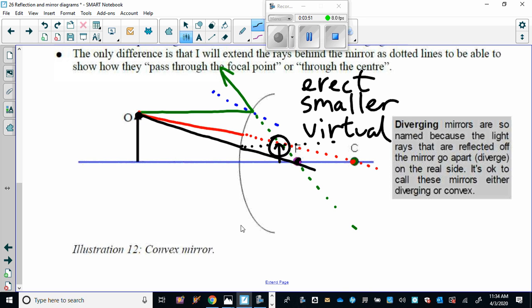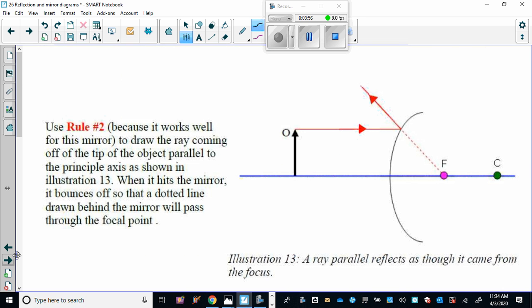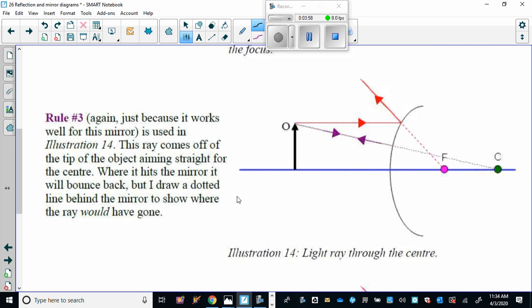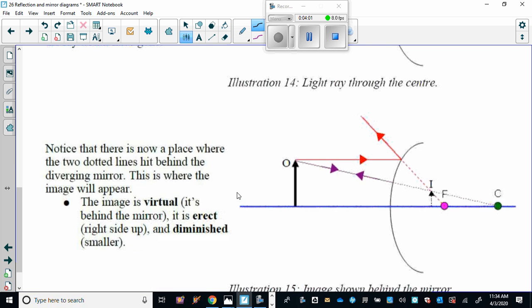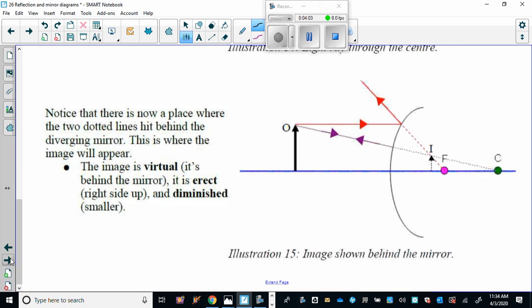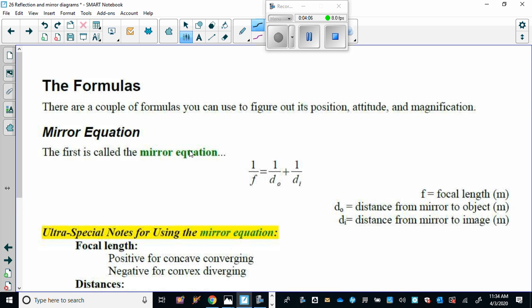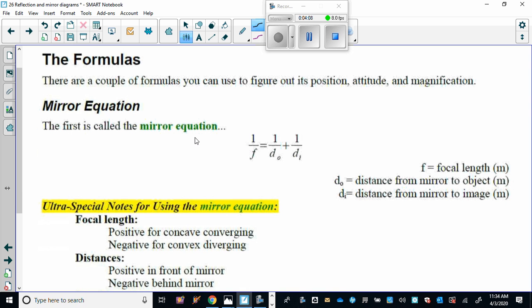Okay, we're not going to go through all the permutations for convex mirrors, but here in your notes you can see some good diagrams for that, and that's it for convex mirrors. We're going to do a separate lesson now for the formulas for all these mirrors, because this again is fairly long and intense. So stay tuned for lesson number 4 on 26.